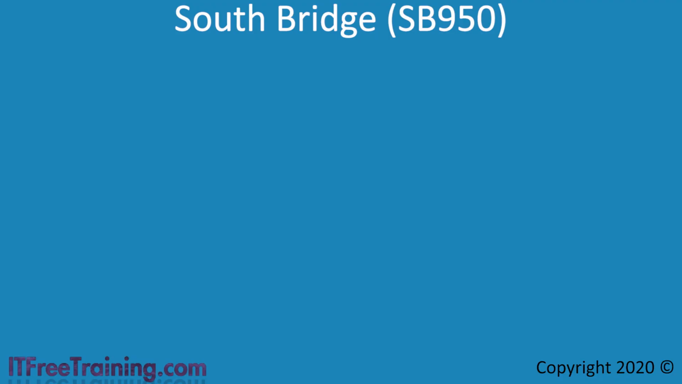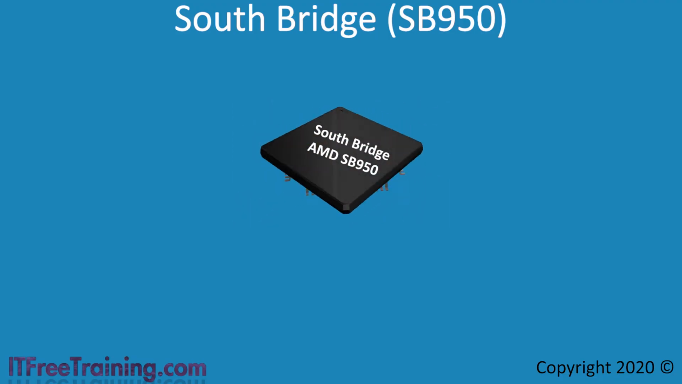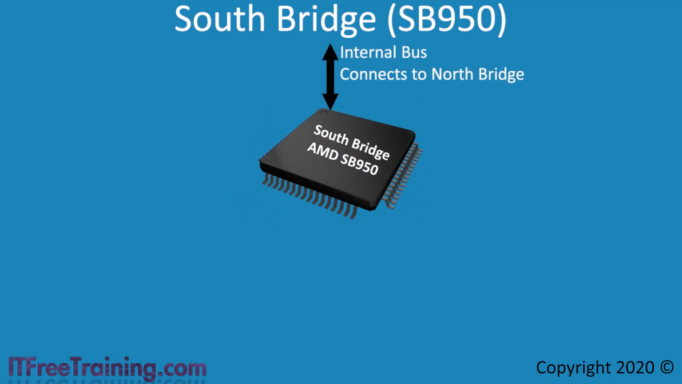I will now have a closer look at the south bridge. The south bridge connects to the slower devices on the computer. On this particular south bridge, the two PCI Express x1 slots are connected to the south bridge. Since there is only one lane going to these slots, they don't have a huge need for data transfer and thus can be on the south bridge.